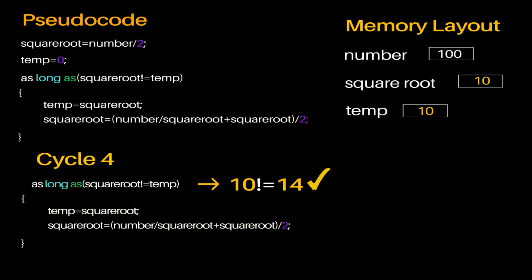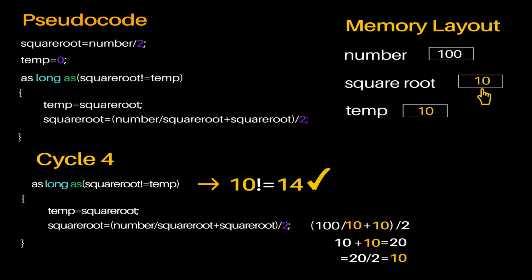What is the value of number? Number happens to be 100. What is square root value? If we see the memory layout, we can see that value of square root happens to be 10. And if I substitute these two values in the statement, I would be getting it as 100 divided by 10 plus 10 and the whole thing divided by 2. What is 100 divided by 10? 100 divided by 10 happens to be 10. If I add 10 to this, I would be getting 20. 20 divided by 2 would give me 10. So at the end of cycle 4, square root value happens to be 10.